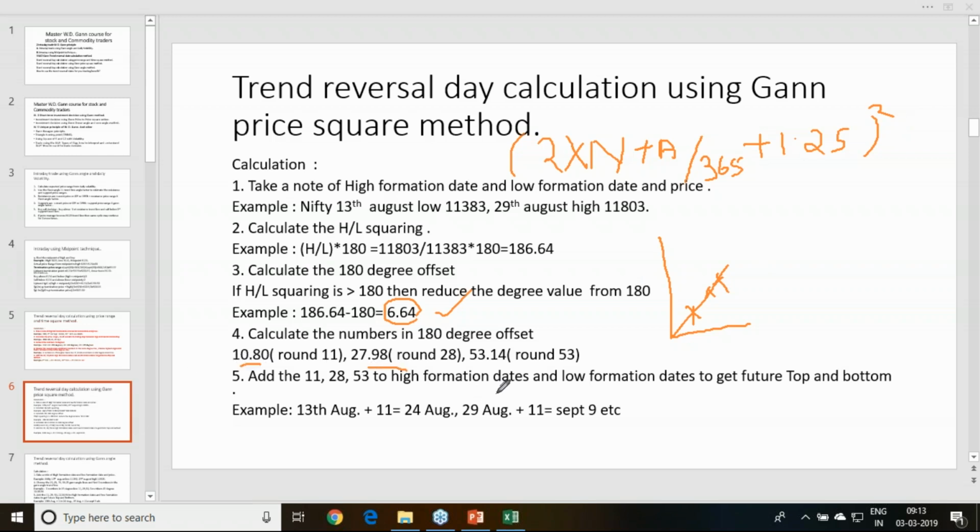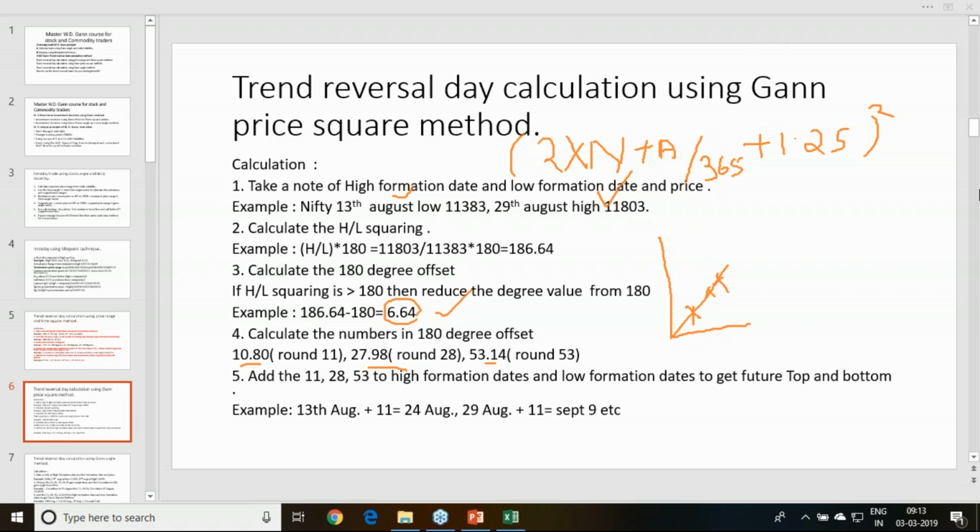Once you get these 3 numbers in the degree offset line, now add this number to your low formation day as well as the high formation day. You will get the trend reversal dates using the price square method. So this is what this method says. We will do it for the Nifty. If it is less than 180, nothing to do. Only if it is in excess of 180 you are reducing. Nothing you have to do if it is less than 180.